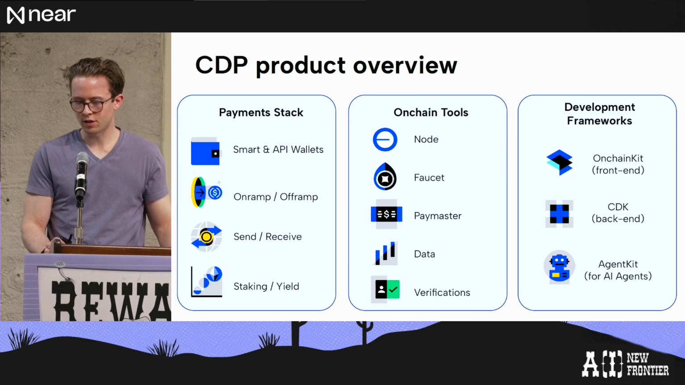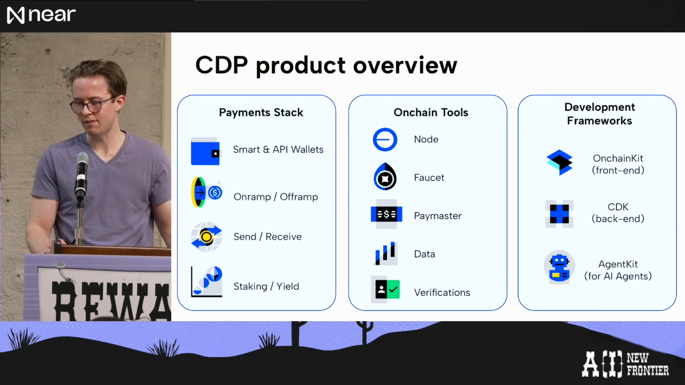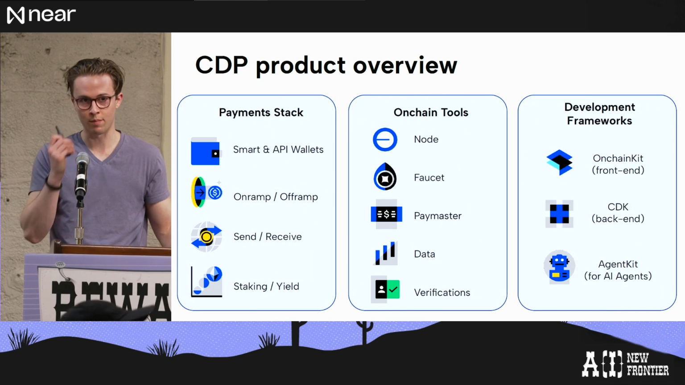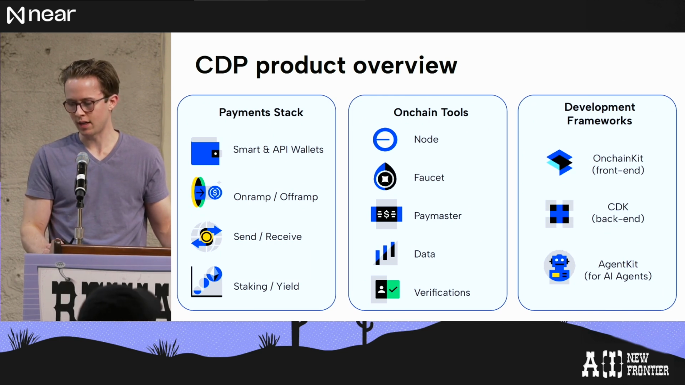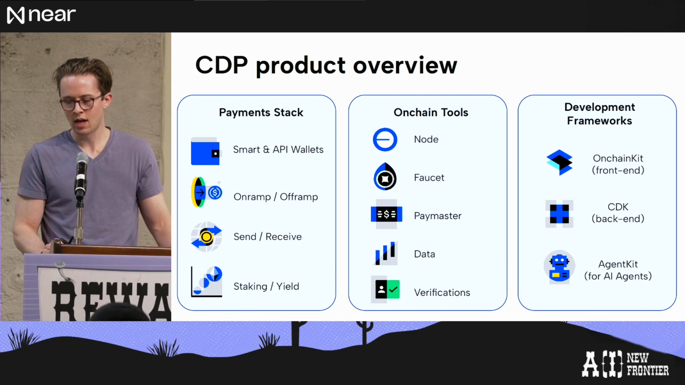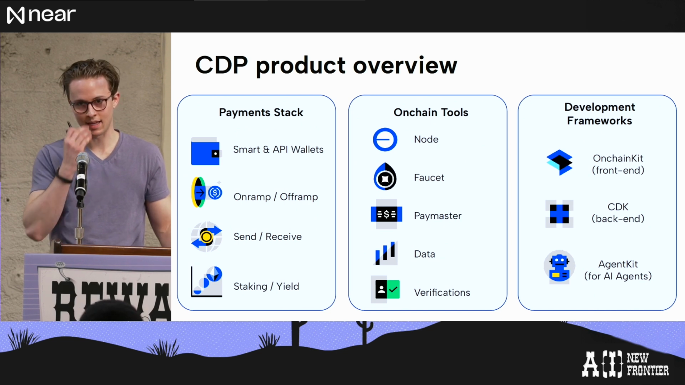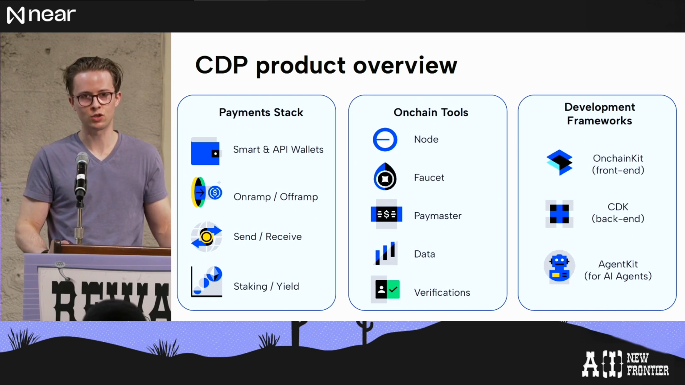We can split into 3 main categories. We have a payment stack, which includes smart and API wallets, on-ramp and off-ramp, send and receive, staking and yield, a set of on-chain tools, including Node, Faucet, Paymaster, data, and verifications. And then we have our development frameworks, which we're going to key in on a bit more in today's presentation, mainly AgentKit, CDP SDK, as well as AgentKit for AI agents. Notably, all of the CDP products are meant to be additive and will be able to be used eventually by your AI agents themselves autonomously.